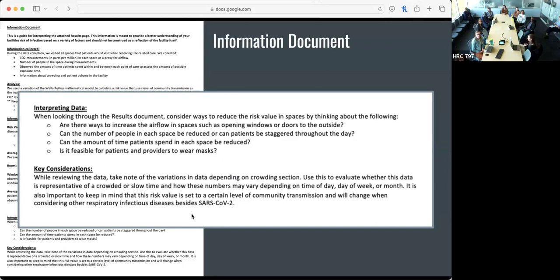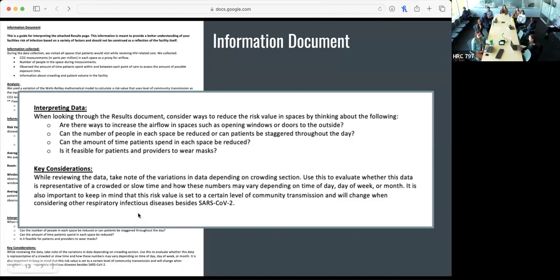So when looking through the results document, consider ways to reduce the risk value in spaces by considering the following. First, are there ways to increase the airflow in spaces, such as opening windows or doors to the outside? Second, can the number of people in each space be reduced, or can patients be staggered throughout the day? Third, can the amount of time patients spend in each space be reduced? And last, is it feasible for patients and providers to wear masks if supply is available?